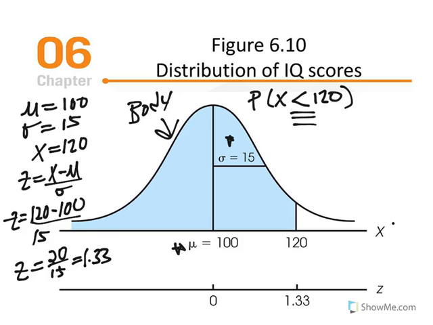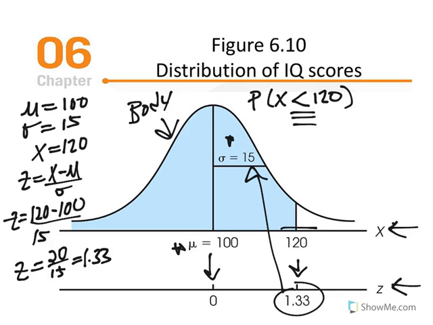Notice here's our x distribution, and here's our z distribution. The mean becomes 0, and this x value has now been transformed or relabeled as a z-score, and what that means is an IQ score of 120 is 1.33 standard deviation units above the mean. It's right 1.33 of these, right? To work backwards, we would take 1.33, multiply it by 15, and add it to 100, and we would get a score of 120.